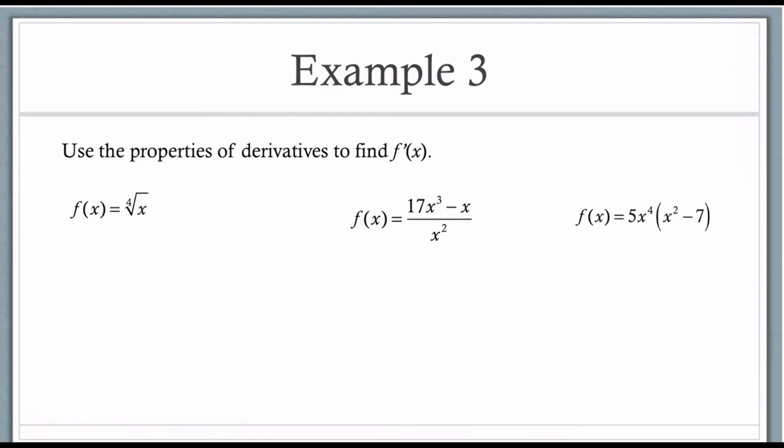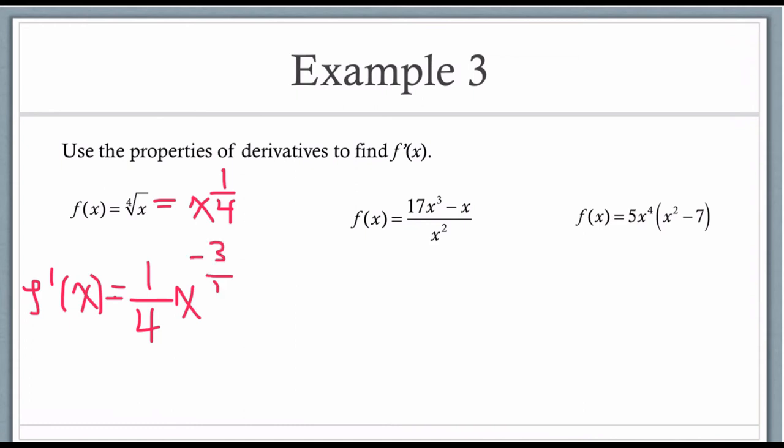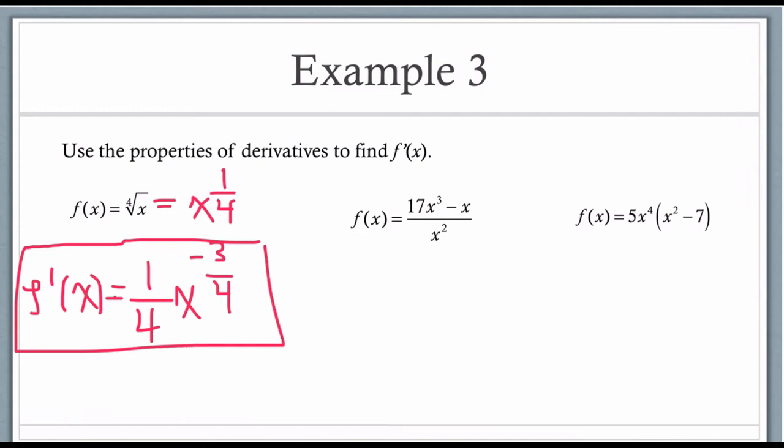Okay, so some different types of functions. So I have the 4th root of x. The first thing that I would want to do is rewrite that as x to the 1/4. And now I can use my power rule. So f prime of x is 1/4 x to the 1/4 minus 1, which is negative 3/4. And you could just leave it like that. There's no need to rewrite it with a positive exponent or using a radical sign. I would just leave the answer like that. I think that's perfectly fine.